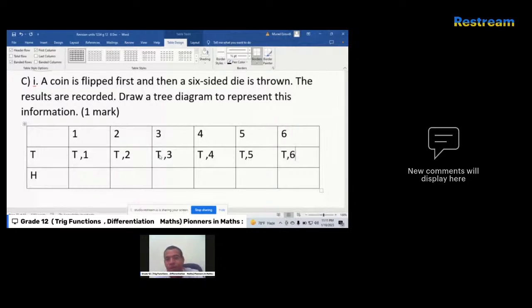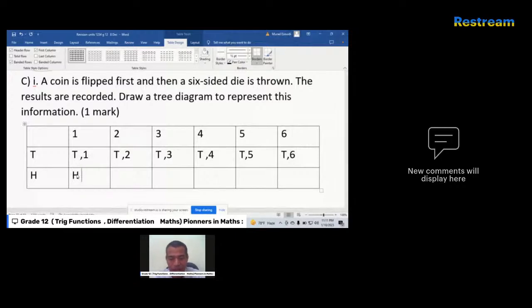So if you are going to count, when you toss this coin, and we suppose that we obtain a tail only, how many possible outcomes? This is 1, 2, 3, 4, 5, and 6. And the next one, learners, will be the same.